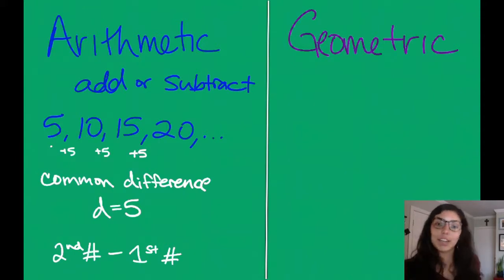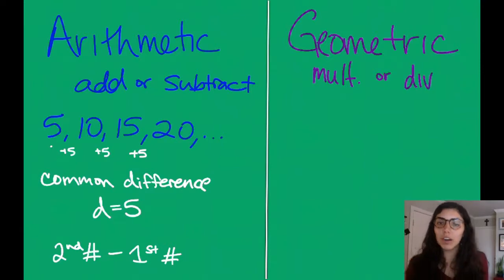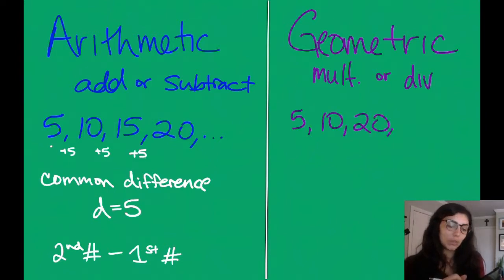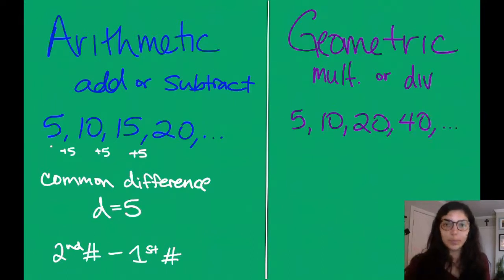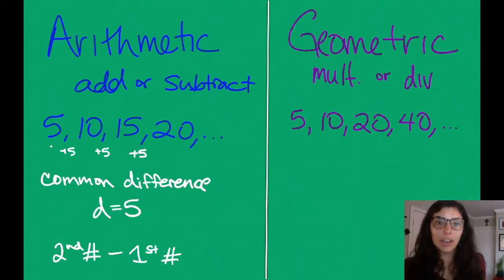On the other hand, a geometric sequence is when we use multiplication or division, or multiplying by fractions, to create our sequence. So for example, let's say again we start with 5, and we do still have 10, but the next number is times 2, 20, times 2, 40, and on, again with the ellipses because this never ends. It starts with 5, but each time we are multiplying by 2 instead of adding 5.